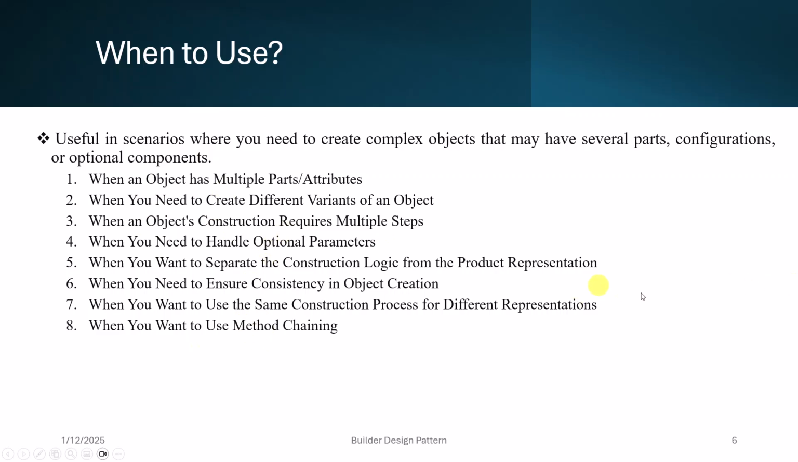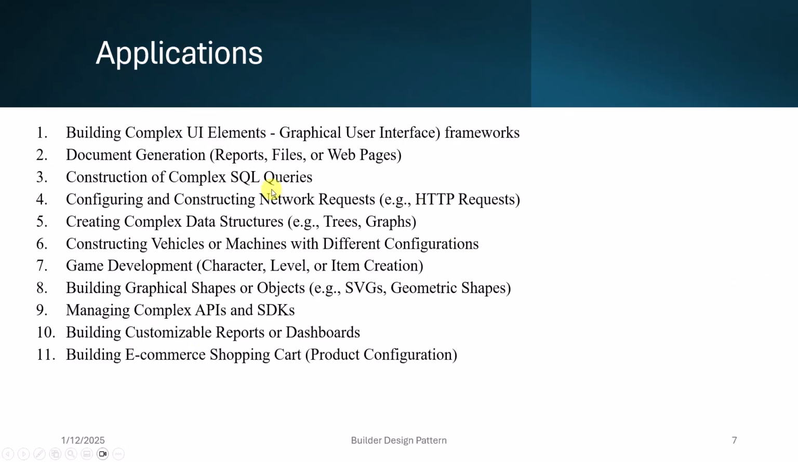design pattern. Let's start with some of the applications where we actually use the builder design pattern. So building complex UI elements like graphical user interface frameworks, we use the builder design pattern. Then document generation like report files or web pages, and construction of complex SQL queries, we can use the builder design pattern. Also configuring and constructing network requests like HTTP requests, creating complex data structures like trees and graphs, constructing vehicles or machines with different configurations.